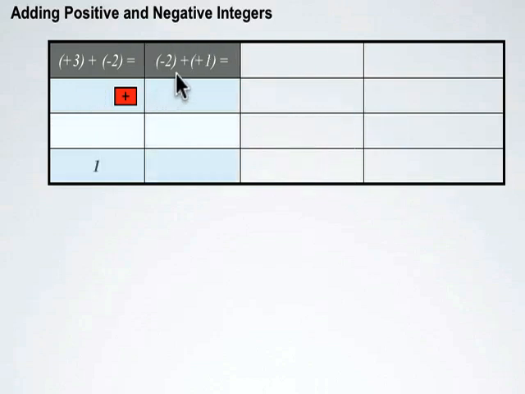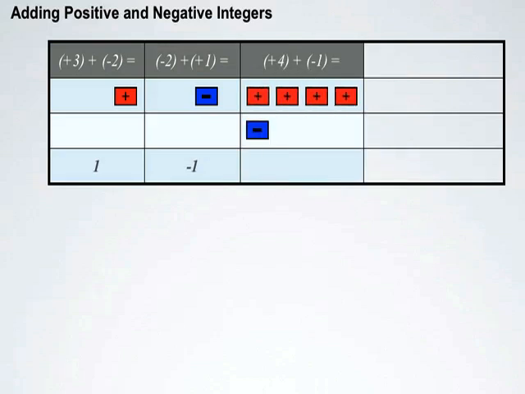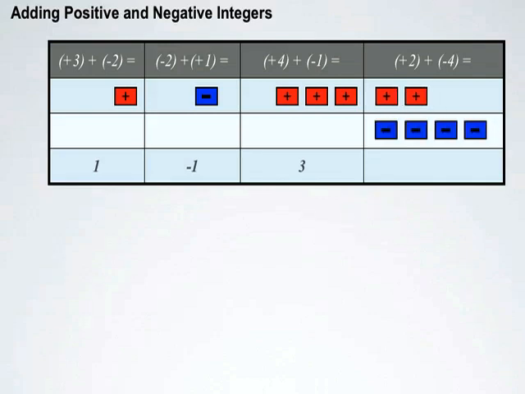If I look at negative 2 plus positive 1, 2 blue tiles and 1 red tile, 1 zero cancels out, and I'm left with negative 1. Positive 4 and negative 1, 4 red and 1 blue, cancel my zero, and I'm left with positive 3, 3 red. Positive 2 and negative 4, 2 red and 4 blue, cancel my zeros, leaves me with 2 blue or negative 2.